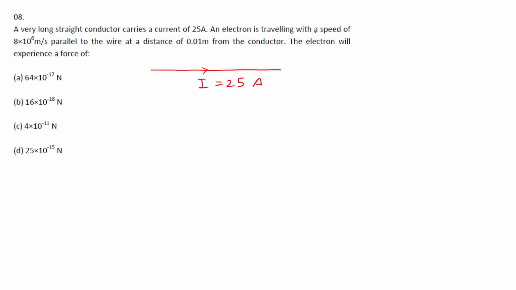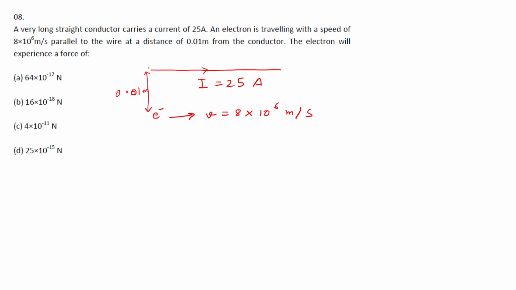An electron is traveling with a speed of 8 times 10 to the power 6 meters per second, parallel to the wire, so it's also moving in this direction. The electron is at a distance of 0.01 meters from this current carrying conductor. The electron will experience a force.